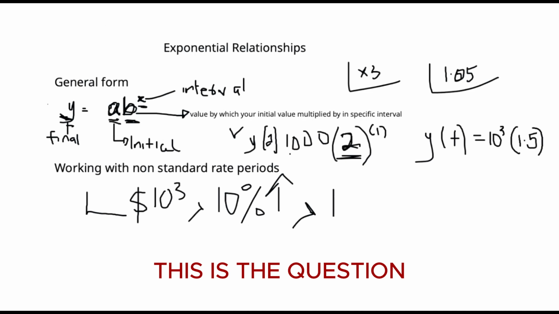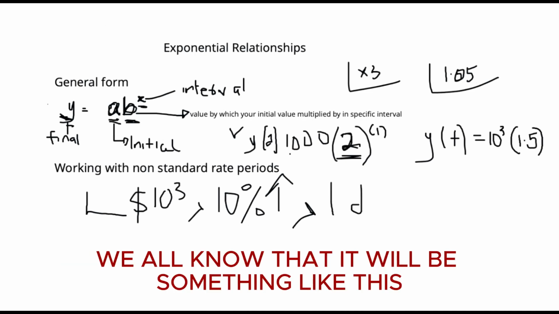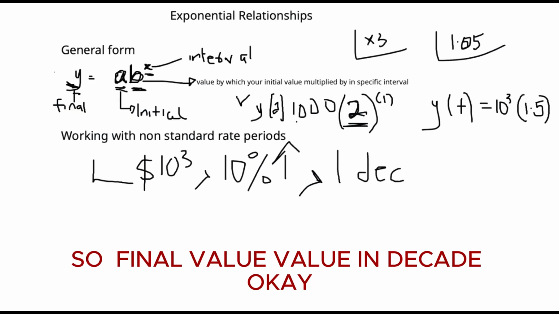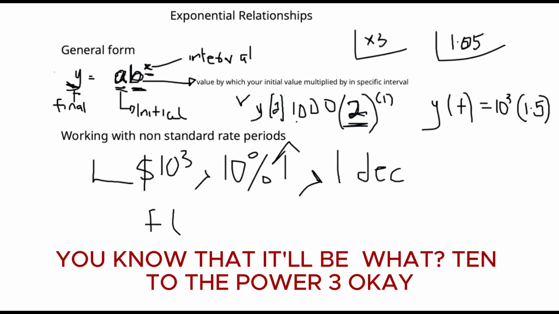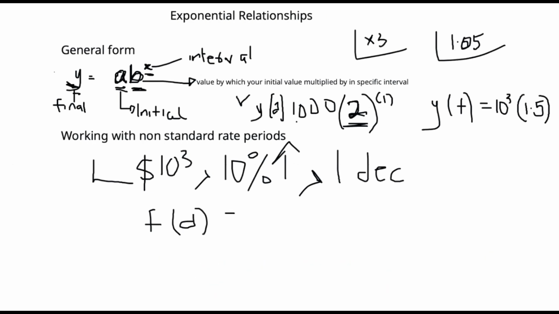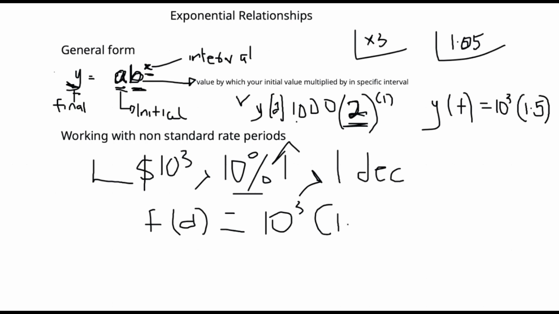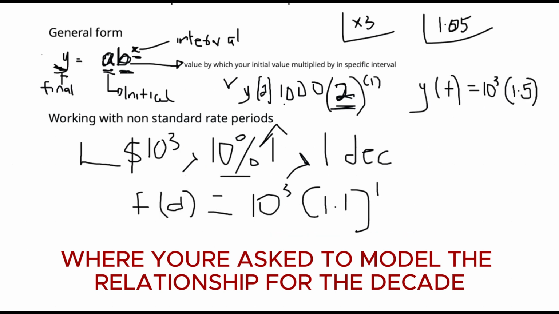This is the question. So when you're asked to model this, we all know that it will be something like this. The final value f in decade will be equal to 10 to the power 3, multiplied by 1.1, and this to the power 1 in the decade. This is the normal one where you're asked to model the relationship for the decade.